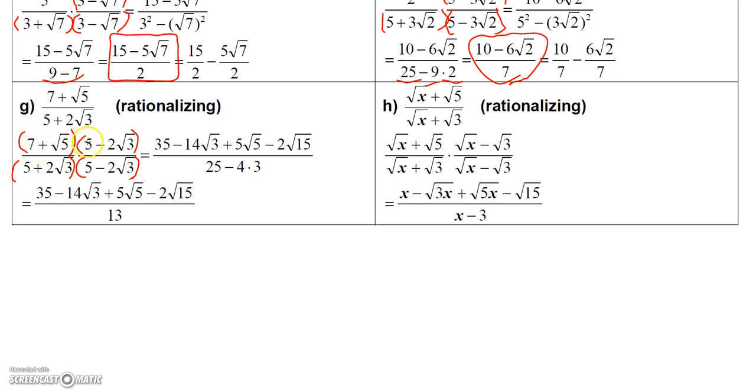So in the numerator, I'm just going to FOIL. 7 times 5 is 35. 7 times minus 2 square root of 3 gives me minus 14 square root of 3. Then square root of 5 times 5 is the same as 5 times square root of 5. And then square root of 5 times minus 2 square root of 3 is going to be minus 2 times square root of 15. And that's because square root of 5 times square root of 3 is the same as square root of 15.